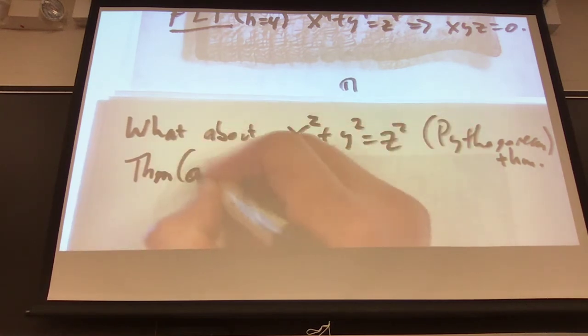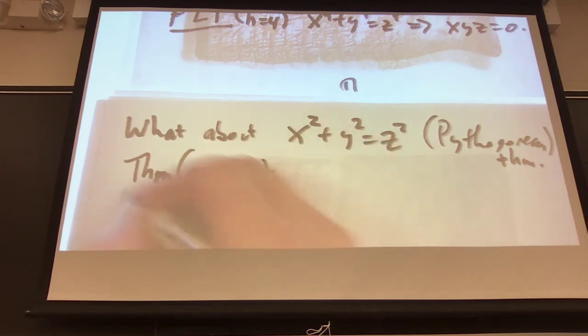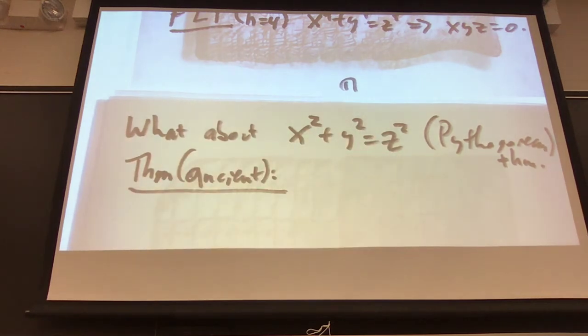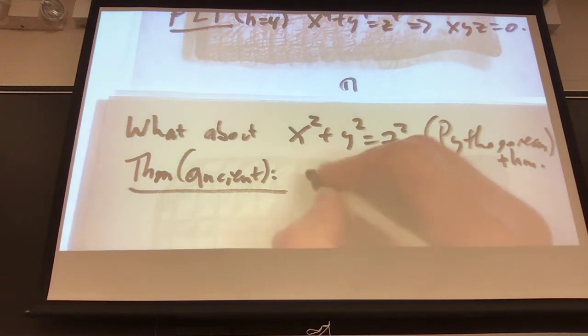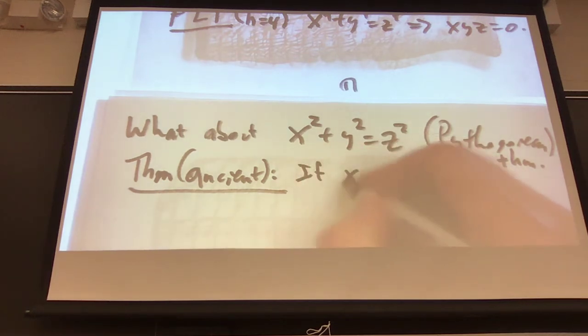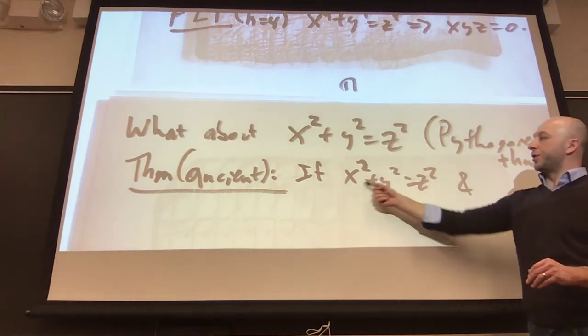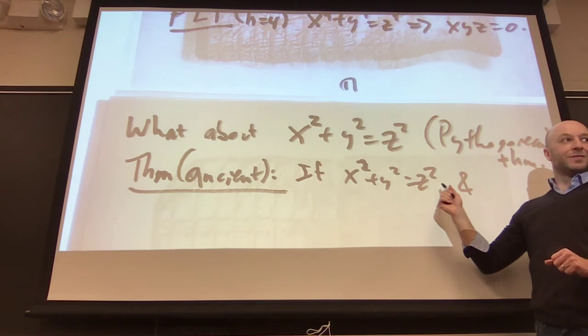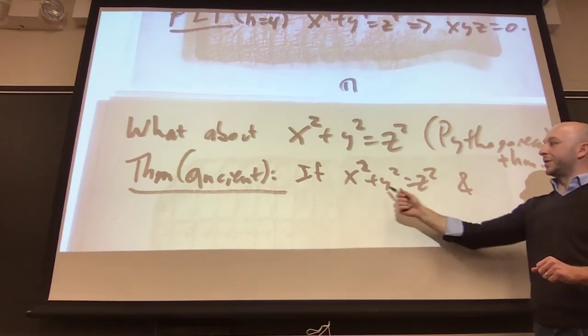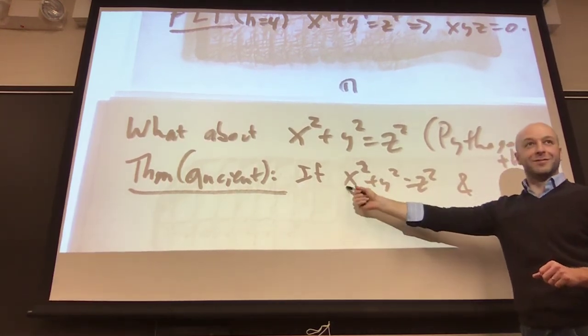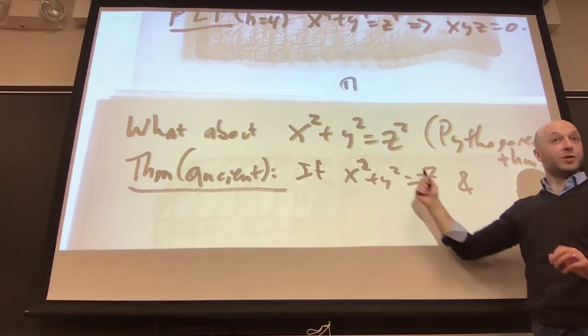Ancient. This is actually what I hope to show you in a second. If x squared plus y squared equals z squared, and let's have some conditions here that I want to discuss. So, is this equation homogeneous? What's the degree of this monomial? What's the degree of this monomial? All the monomials have degree 2, so it is a homogeneous equation.